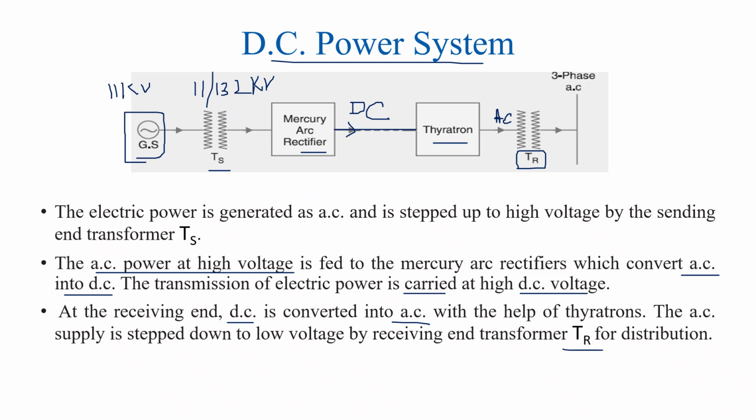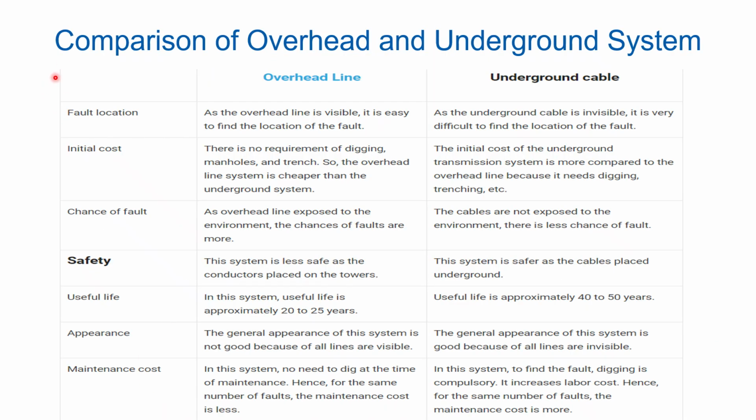So here the additional equipment that we use are the mercury arc rectifier, which converts AC to DC, and the power is transmitted in DC. Then we have the thyratron, which converts DC to AC. Okay. So we have already seen what is the difference between an AC power system and a DC power system. Now we'll compare the overhead and underground power system.